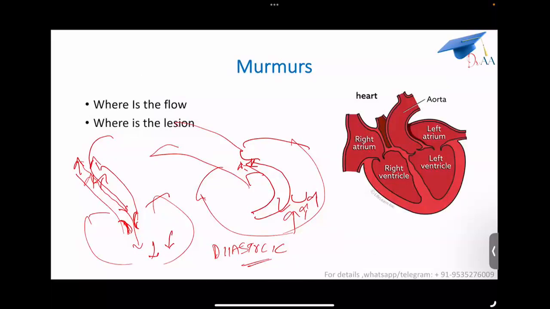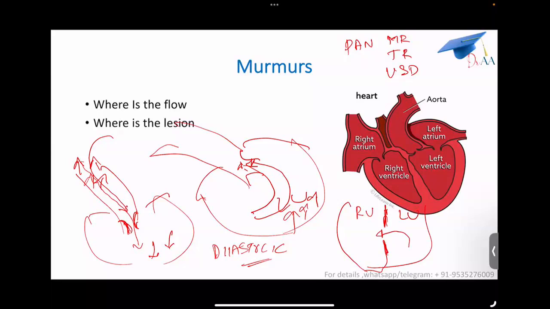You need to remember pansystolic murmur. As I said, pansystolic murmur can be MR, that is mitral regurgitation, tricuspid regurgitation, and also VSD, that is ventricular septal defect. If this is the right ventricle and this is the left ventricle, and there is a septal defect, during complete systole the blood will be moving from the left ventricle to the right ventricle. That's why it is known as pansystolic murmur. There are only 3 pansystolic murmurs you need to remember.